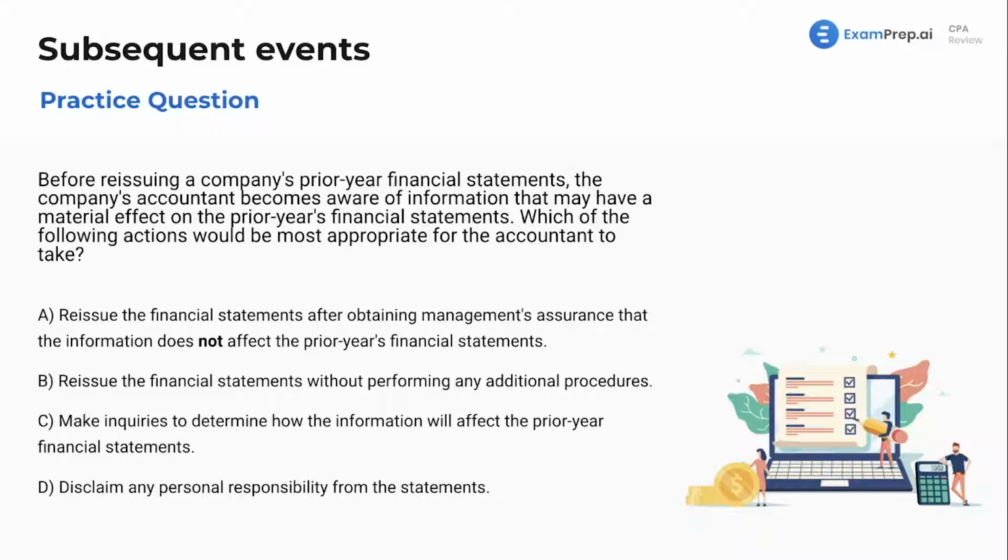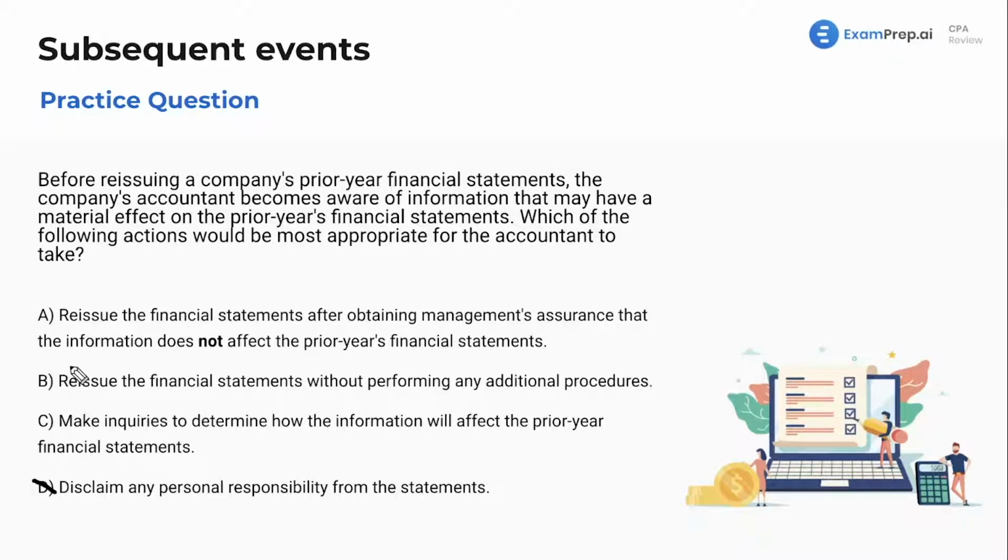So let's read some of the answers. Would we just disclaim personal responsibility from the statements? No, that's kind of an extreme. And generally, when you have extremes, those will not be the right answer. Saying, okay, walk away from it, this happened, we're not even going to take a look at it, we're not going to bother to investigate or try to find evidence at all.